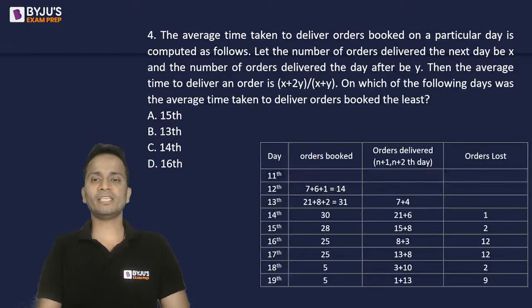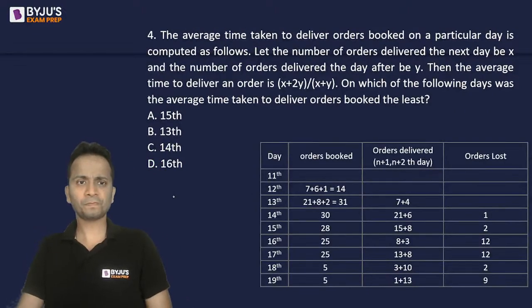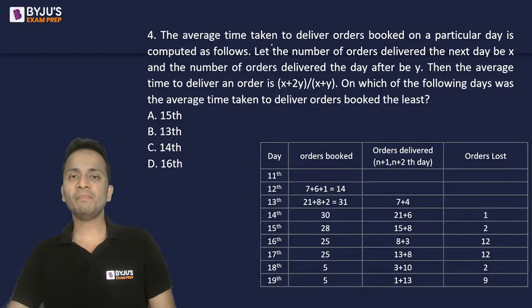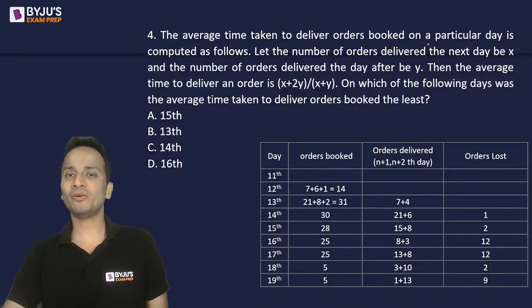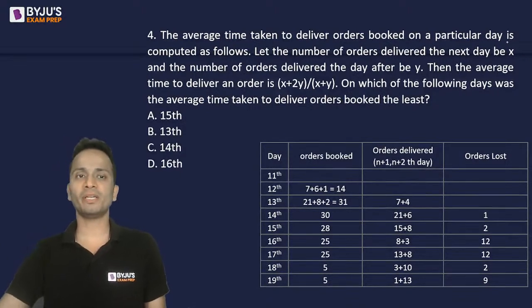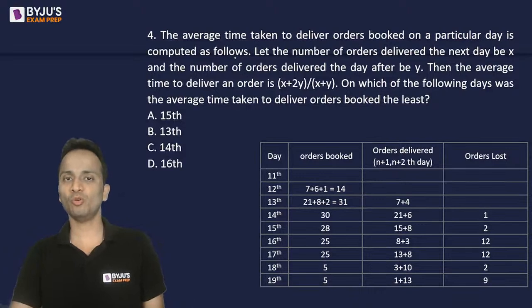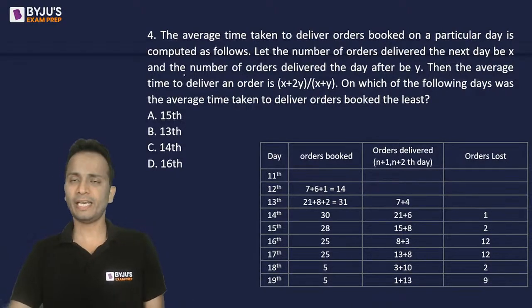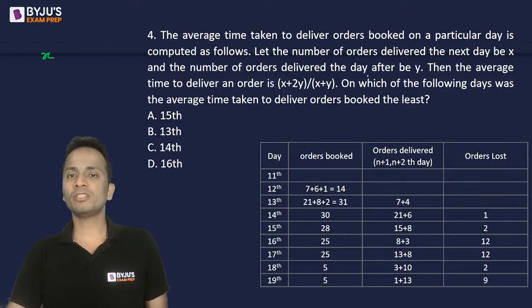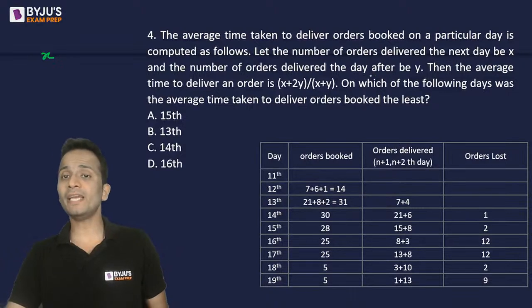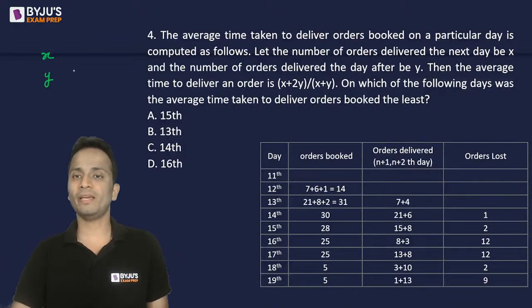Move on to the next question, the last question. The average time taken to deliver orders booked on a particular day. Again, a little complex. The average time taken to deliver orders booked on a particular day is computed as follows. Let the number of orders delivered the next day be X and the number of orders delivered on the second day, let's say, be Y.